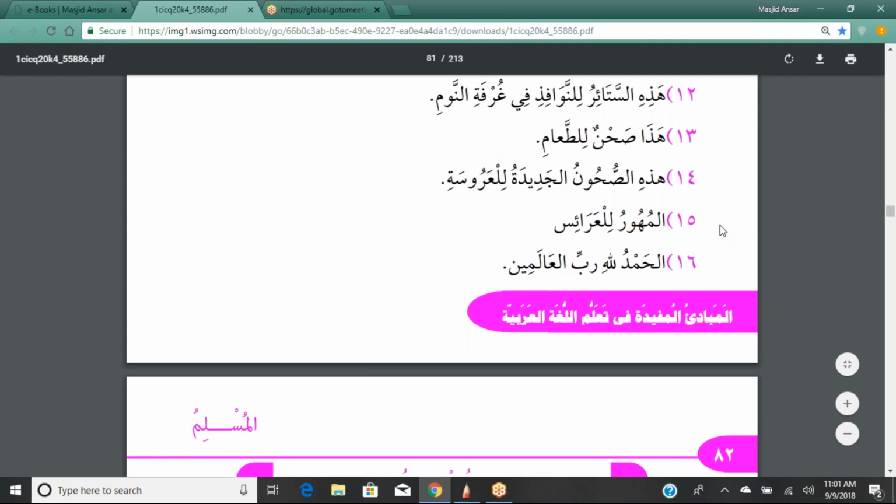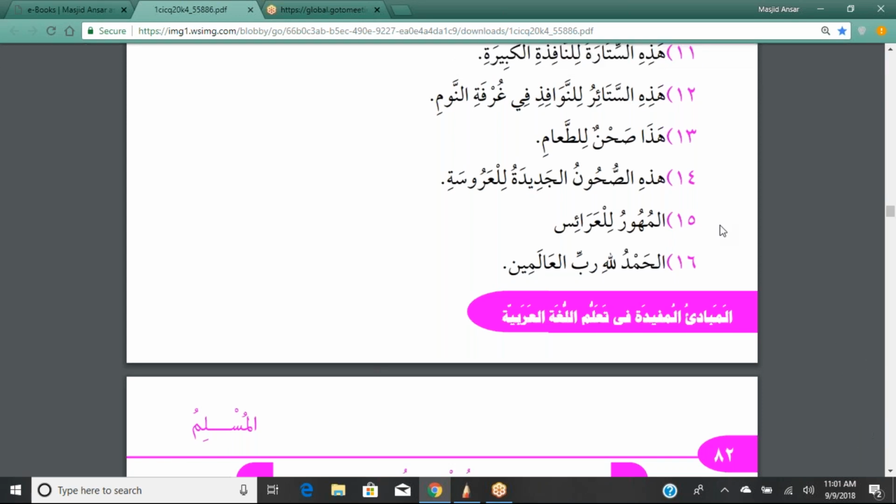Number 15. Al-Muhur lil-Ara'is. I'll put this in there, and it's not like a beginner word. I just wanted to put it in there. Mahr is a dowry. This is the plural, muhur. Wa ara'is is the plural for arusa. It's for the brides. The dowries are for the brides.